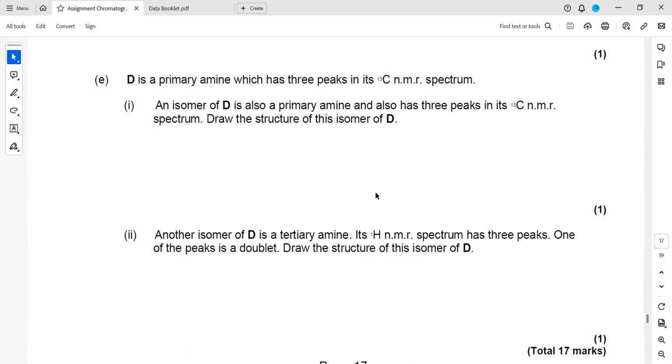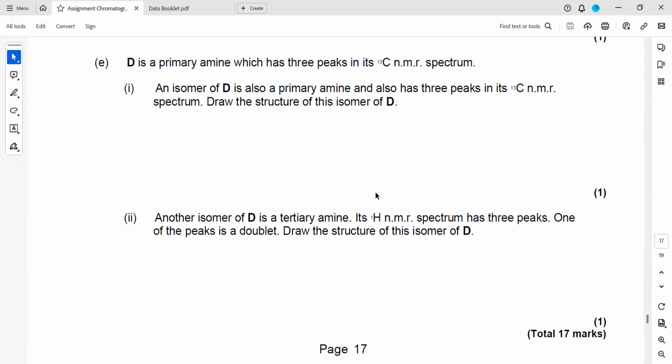Draw a primary amine which has three peaks in its carbon-13 spectrum. An isomer of D is also a primary amine and also has three peaks. Draw the structure of the isomer of D. Three peaks in carbon-13 means three different carbon environments. So we want to draw three different environments, and D's isomer is also a primary amine.